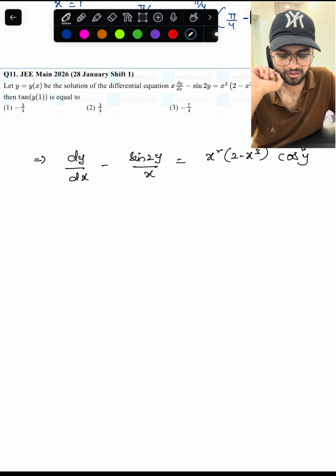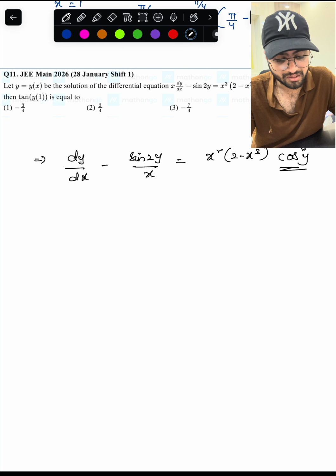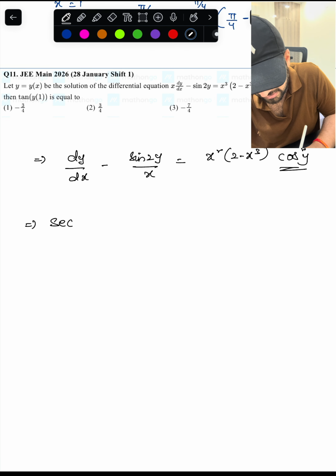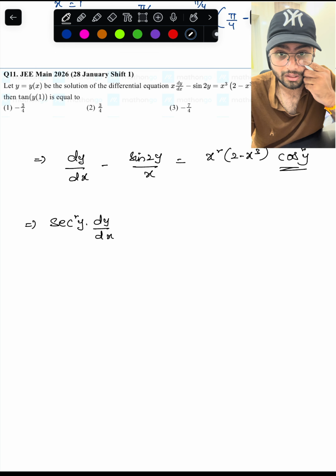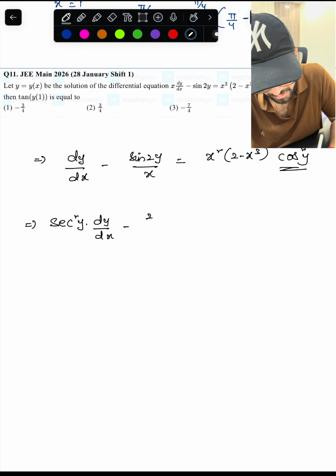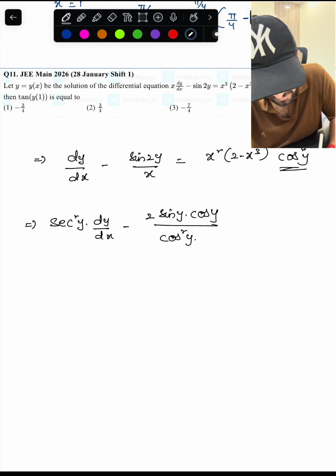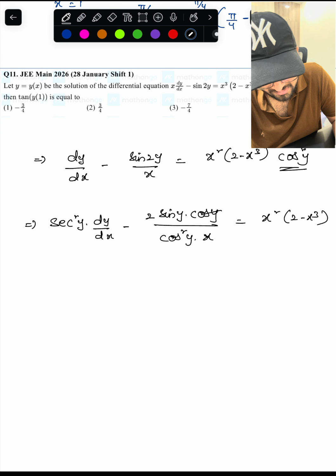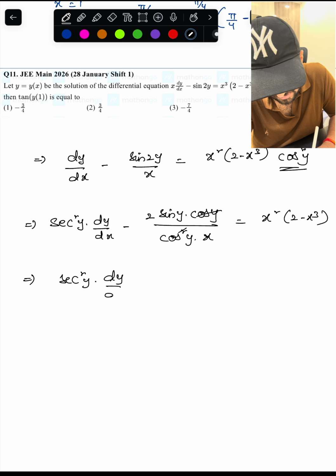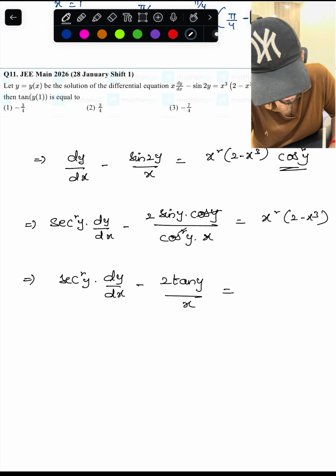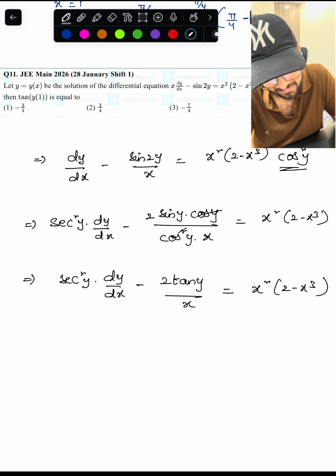But if you want to form a linear differential equation, cos square y should not be there. So I will be dividing with cos square y and I will be getting secant square y dy by dx. That means 1 by cos square is secant square, minus sine 2y by cos square y, that means 2 sine y cos y by cos square y, into x equals x square times (2 minus x cube). So cos y cancels. So you will be getting secant square y dy by dx minus 2 tan y by x equals x square times (2 minus x cube).